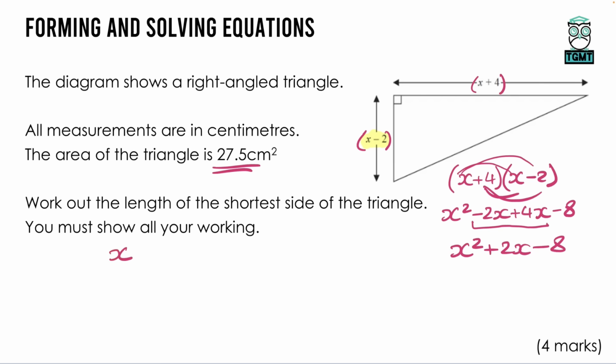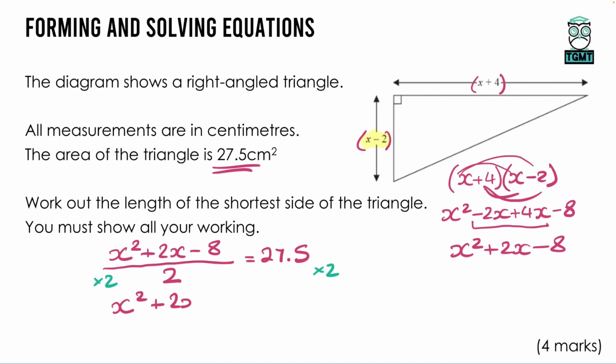So if we want to write our expression for the area, we'll have x squared plus 2x minus 8 all divided by 2, or you could write times by a half, and that's going to equal 27.5. So from here, we need to get rid of this divide by 2. To do that, we would multiply both sides of this equation by 2, and that would leave us with x squared plus 2x minus 8 is equal to 27.5 times 2, which is 55.